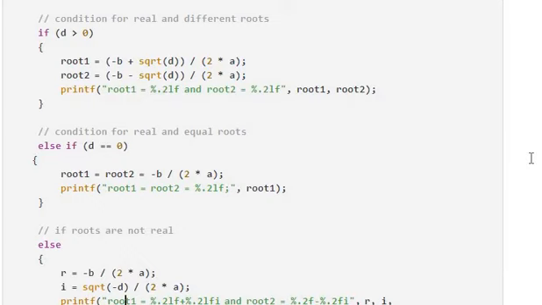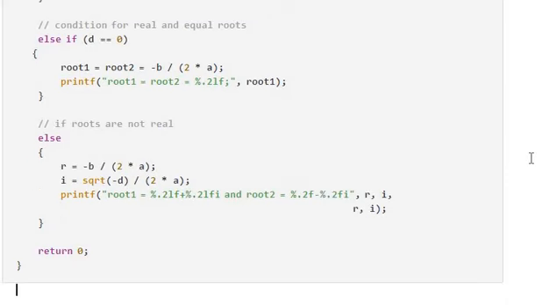Else means if d is not greater than 0 and d is not equal to 0, means d less than 0. In this case it is imaginary roots. You can simply put printf imaginary roots, or you can make a change here. Look at that thing. So you can write in different ways.